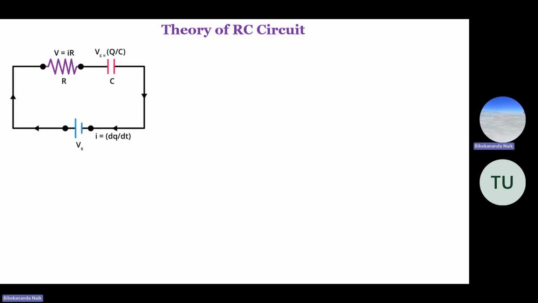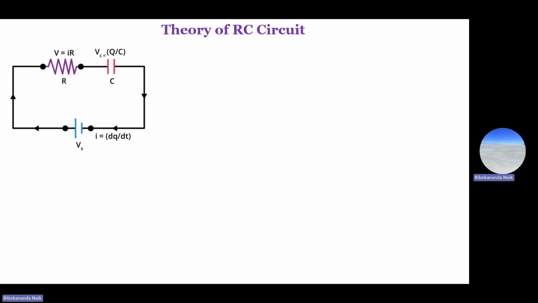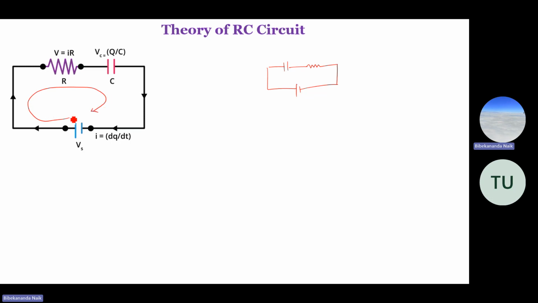So now talking about the RC circuit, like the LC circuit we have already discussed. In case of an LC circuit, an inductor and a resistor are connected in series and they are connected to a power supply or source. Similarly in case of an RC circuit, a capacitor and a resistor are connected in series, and as can be seen from the figure, there is a power supply, suppose Vs. The positive terminal is here, so current will flow in this way. This is the direction of current.